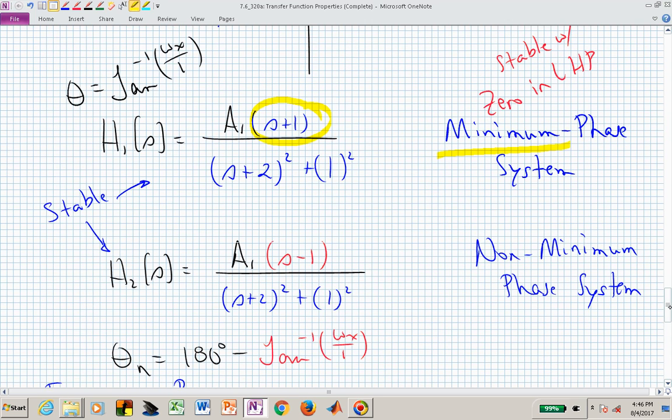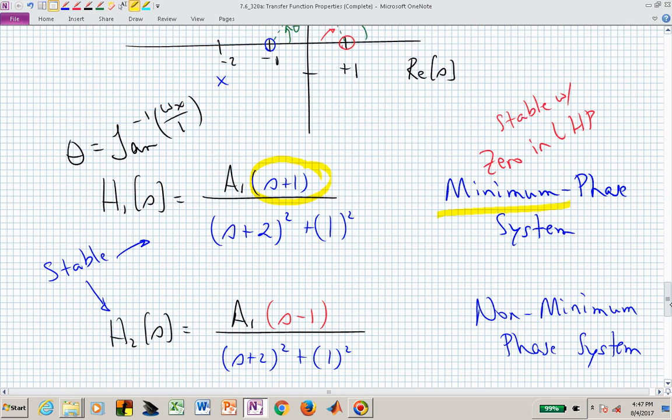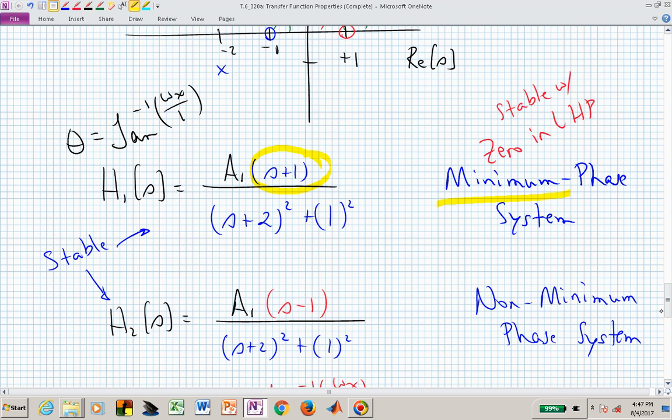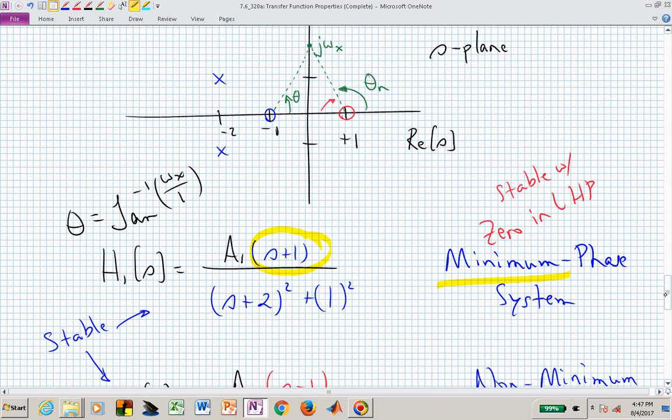And that's where this minimum phase and non-minimum phase comes from. If we looked at mirror images of zeros, the zeros in the left half plane would have an angle or a phase that's smaller than its mirror image in the right half plane. That's what's driving this terminology of minimum phase and non-minimum phase. That will become important when we start doing Bode plots or frequency response. We will restrict our introduction to Bode plots to minimum phase systems.